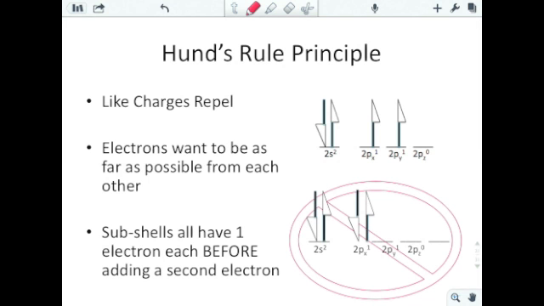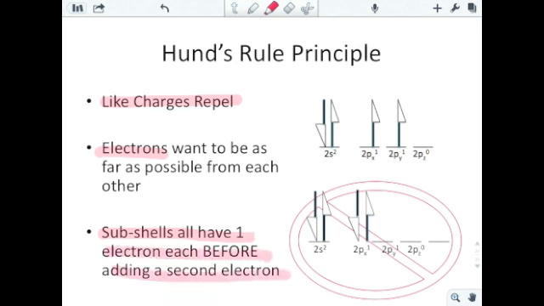Okay, let's talk about Hund's rule. The principle behind this is that like charges are going to repel each other. Basically, electrons want to be as far away from each other as possible. They don't want to be anywhere close to each other, and they want to push as far away as possible. So this basically means that subshells all have 1 electron each before adding a second electron.